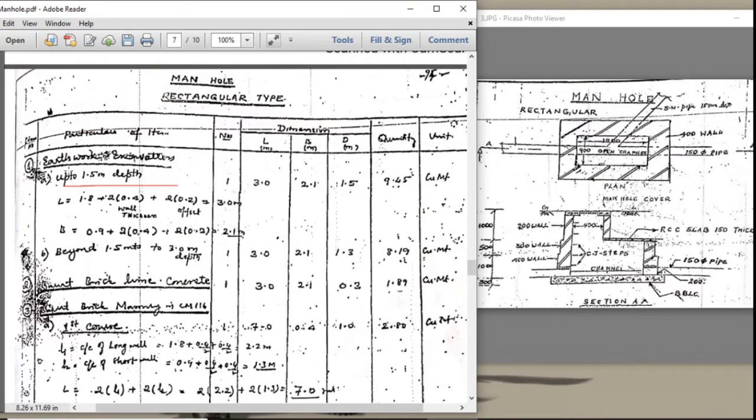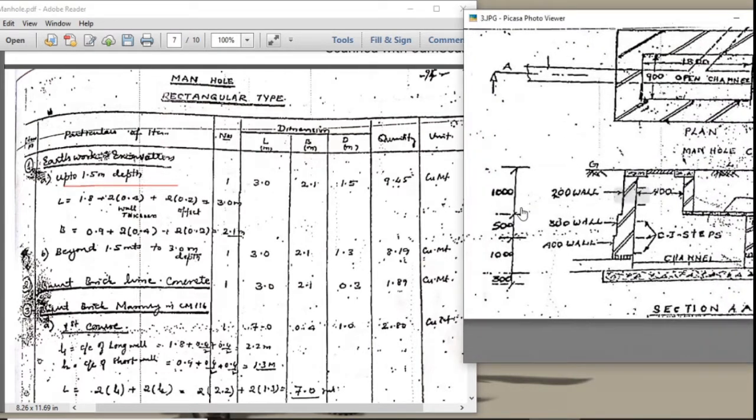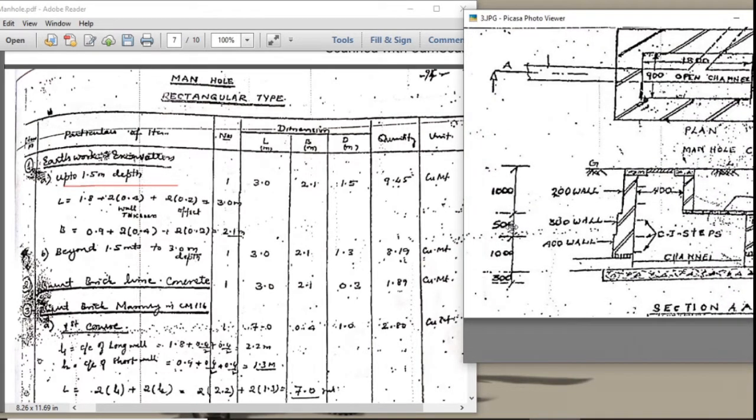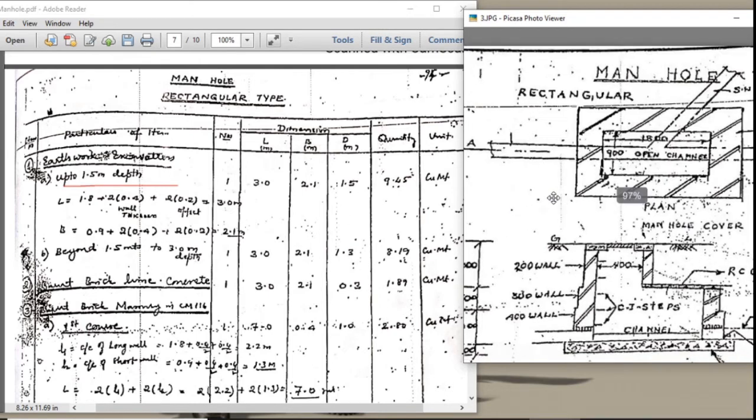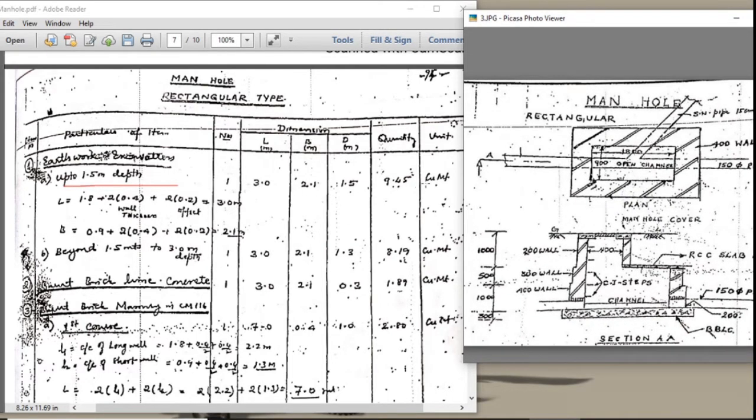So up to 1.5 meter, so earthwork excavation up to 1.5 meters. So see here, up to 1.5 meter, what we can see, 1000 plus 500. Okay, what we can see here, come to the plan. So 1800, fine, 1.8 plus 2.4 plus 0.4. How much it is? Wall thickness plus offset 2 into 0.2. So this is extra offset. So how much is the length? 3. So length is 3.